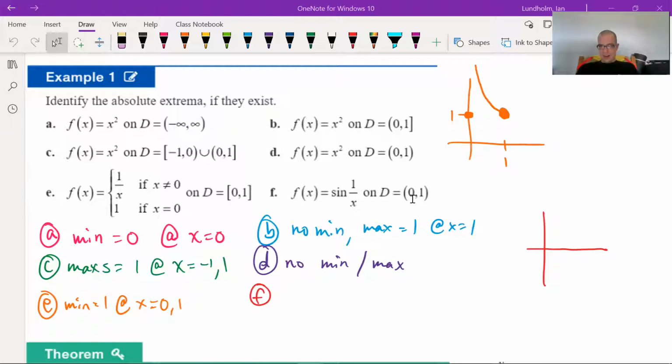This is the one where it would look like a sine function, but then it would go up and down really fast as you approach x equals 0, because this part's going to go off to infinity, and it's just going to go from 1 to -1 a bunch of times. So actually, this would have a minimum at -1. It would have a maximum at 1. And those would happen a bunch of times.